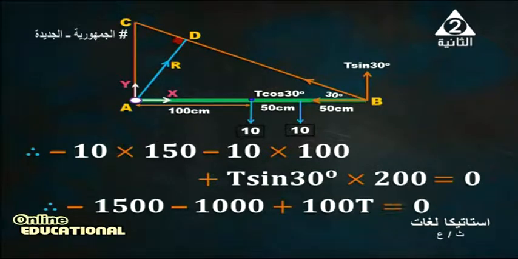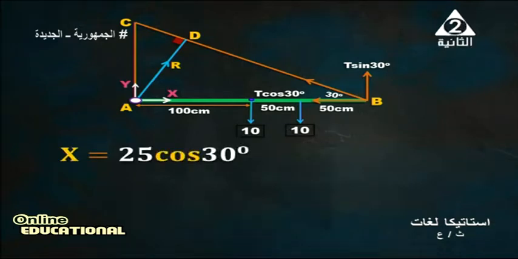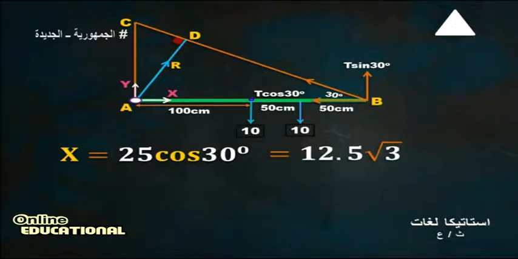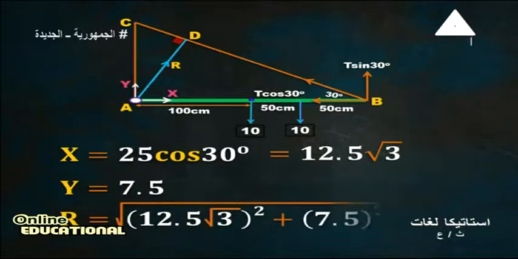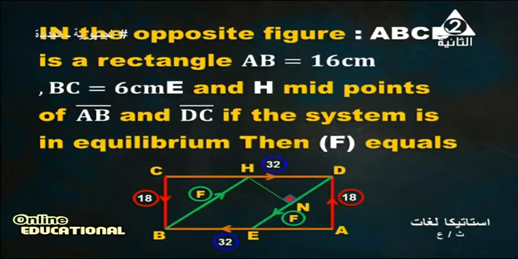Therefore, this equation equals 0, to calculate the tension T. The tension, by using the simplest form, equals 25. Then by substitution in the first equation, X equals 25 cosine 30, and cosine 30 is root 3 over 2, then X equals 12.5 root 3. Also, my dear student, Y equals 7.5. What is the reaction of the hinge? Square root of X squared plus Y squared. Therefore, this is the reaction of the hinge.